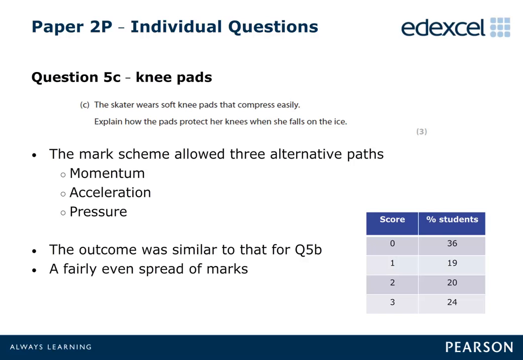For a full explanation of the award of marks for question 5C, it is better to look at the mark scheme document. This question was a bit harder than 5B. The outcomes were similar, but the proportion of 0 marks was slightly larger in 5C.